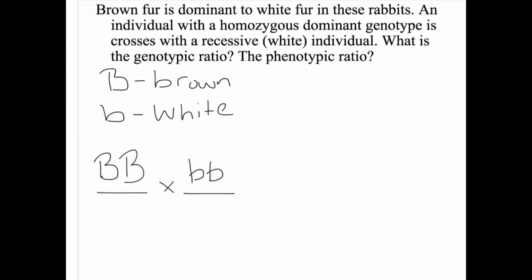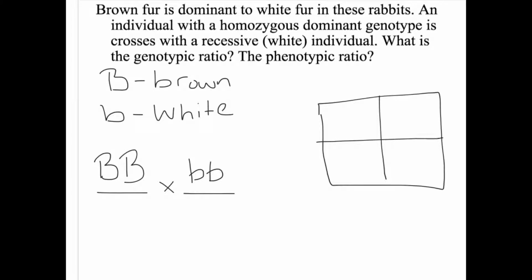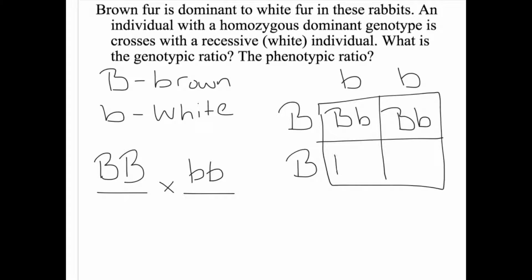Okay, so once we have our cross, we're going to divide or segregate our gametes and put them on a Punnett square. So we'll draw our Punnett square. Okay, so first parent is big B, so we're going to put a big B here and a big B there. Second parent is little b, so we'll put those gametes on the top of our square. Once we have that, we're going to fill in our square. So one gamete from each parent.